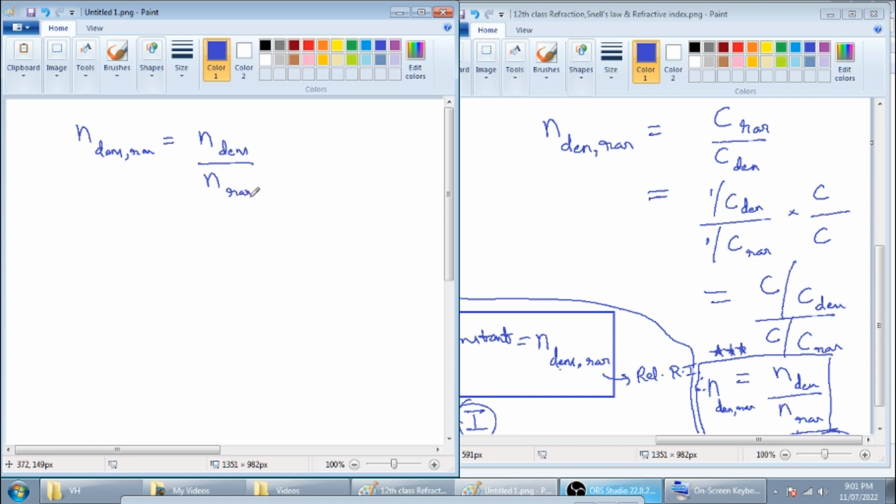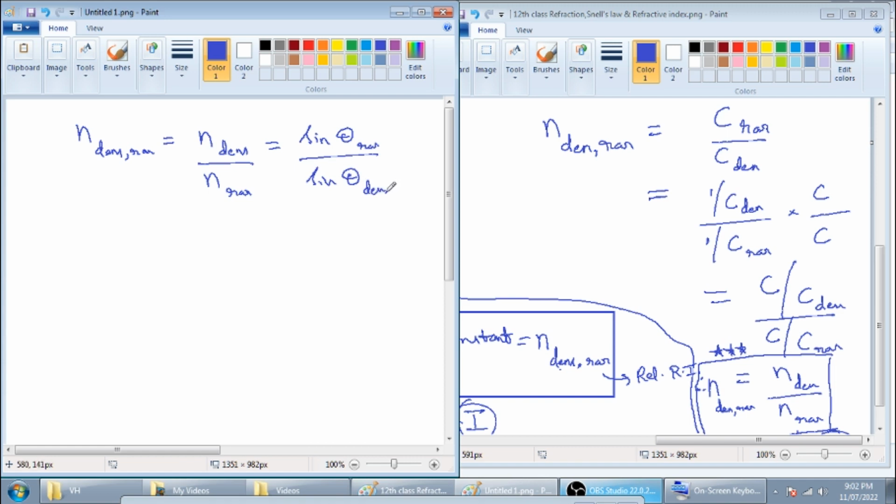Refractive index always means two media are considered. The light is passing between two media. If the second medium is not mentioned, it must be taken as vacuum. So this is also the refractive index of some rarer medium with respect to vacuum, which is nothing but the absolute refractive index of the rarer medium. Now I'll consider the relative refractive index expressed in terms of sines of the angle. Denser with respect to rarer is what? Rarer by denser: sine of angle in the rarer by sine of angle in the denser.